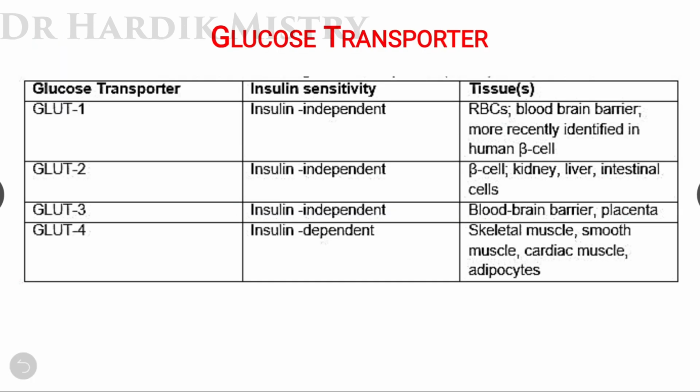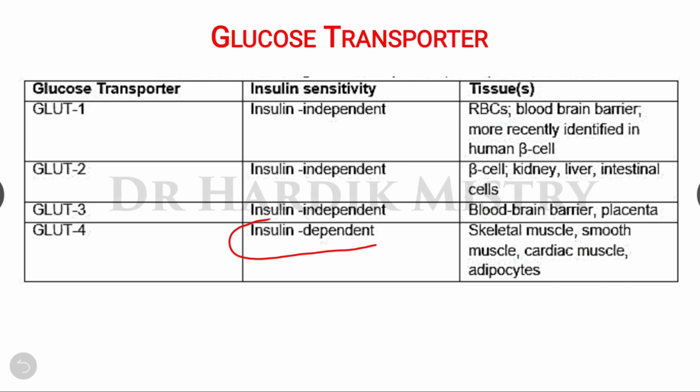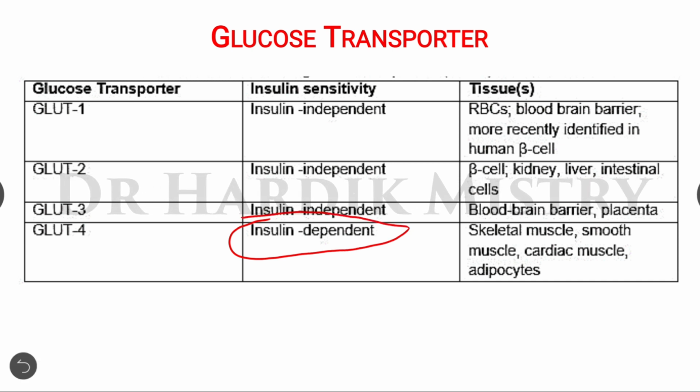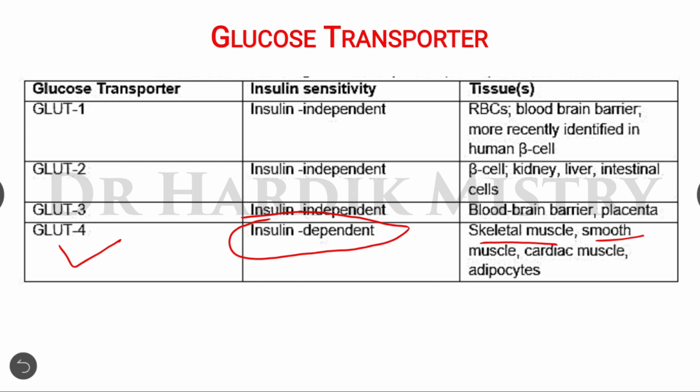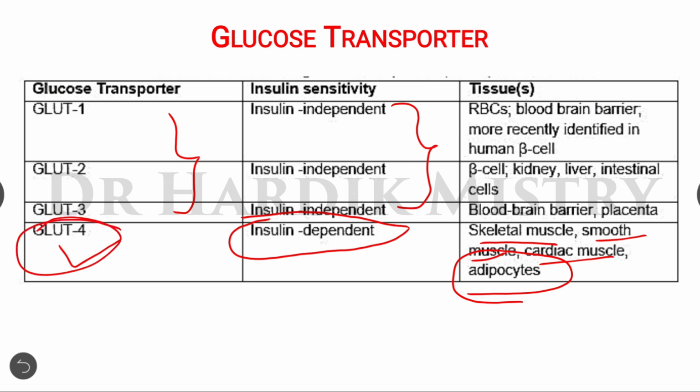Now the glucose transporters. Here are the different glucose transporters. Mainly the insulin-dependent glucose transporter is GLUT4, and it is located in skeletal muscle, smooth muscle, cardiac muscle and adipocytes, that means inside the adipose tissue. All the others, GLUT1, 2 and 3, are insulin-independent transporters. The main insulin-dependent transporter is GLUT4.